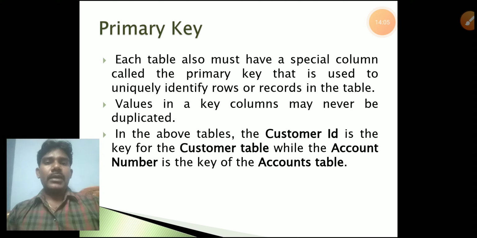So for what purpose do we create that primary key? That primary key is used to uniquely identify the rows or records in the table. Primary key is used to uniquely identify the rows or records in the table. Okay, that is called a primary key. The primary key values must be some values in those rows and records.